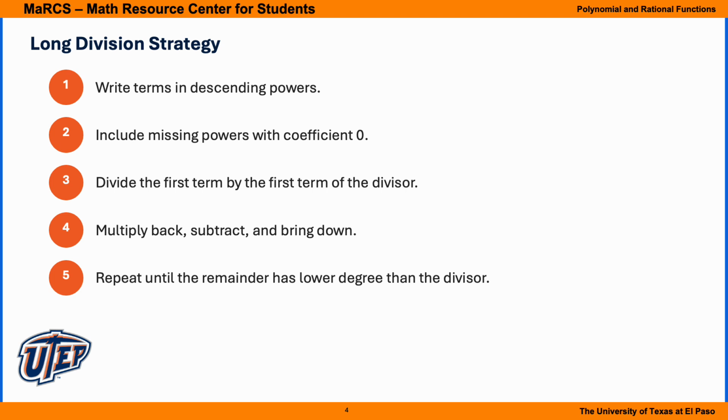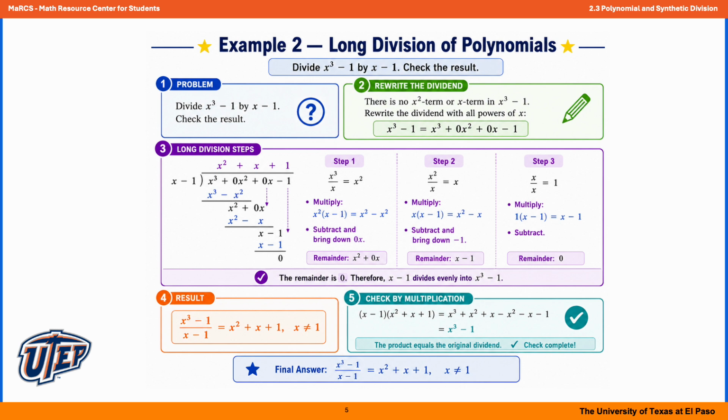We repeat this process until the remainder has a lower degree than the divisor. So here we're given another example. We're given the function f of x is equal to x cubed minus 1, and we're told to divide by x minus 1. So the first step is to write the dividend.